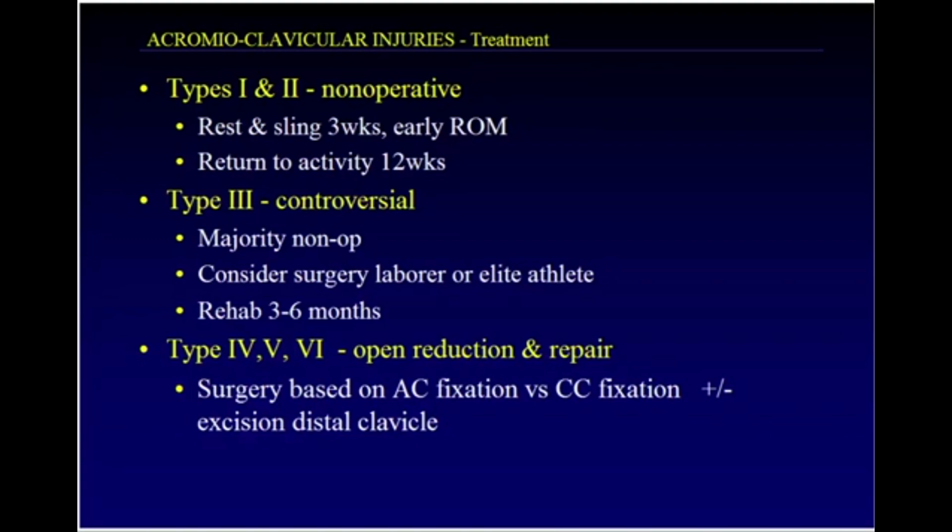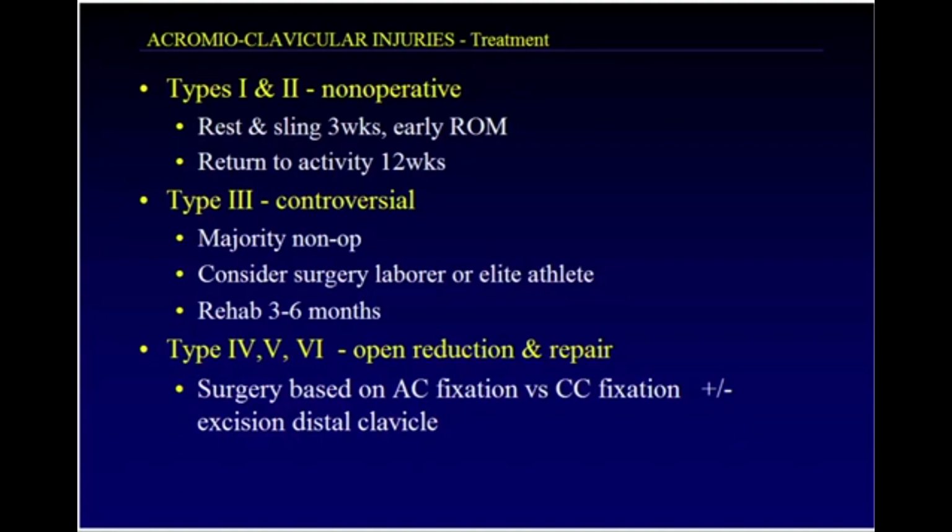The type 3s, again, these are the ones where the AC and the CC ligaments are disrupted. The treatment of these is somewhat controversial. Most of them should probably be treated non-operatively. If you have a very elite athlete or a manual laborer that really needs to get back to full shoulder function as soon as possible, then those may be patients where it would be appropriate to consider surgical intervention to basically reduce the AC joint and stabilize it through some technique, typically through some fixation of the lateral end of the clavicle to the coracoid process.